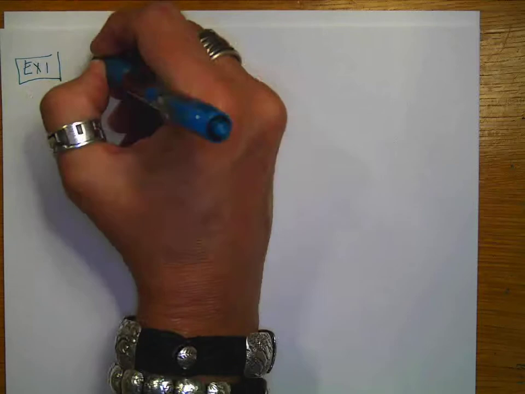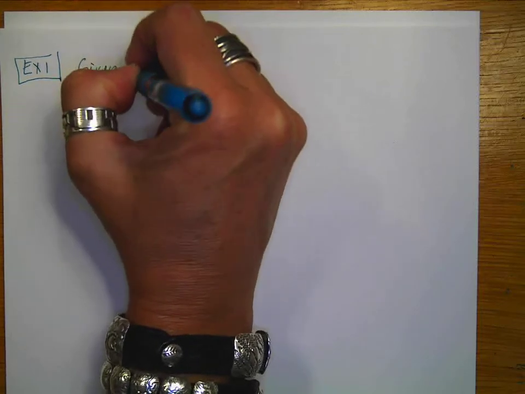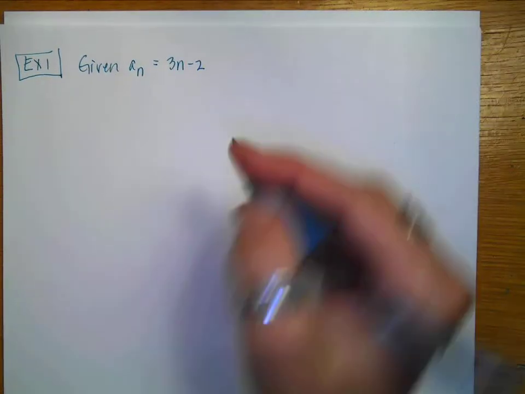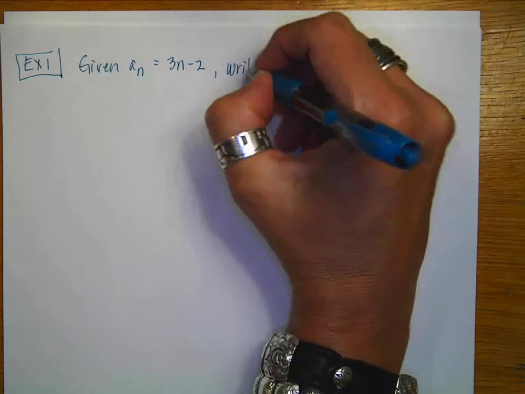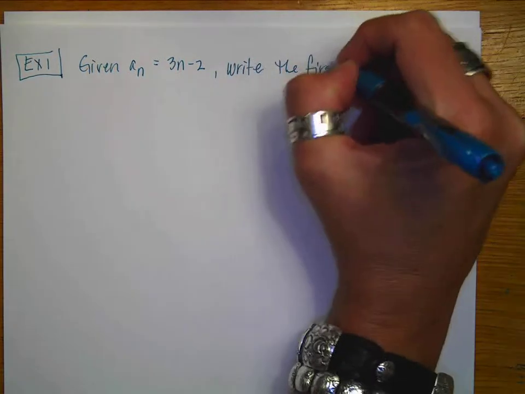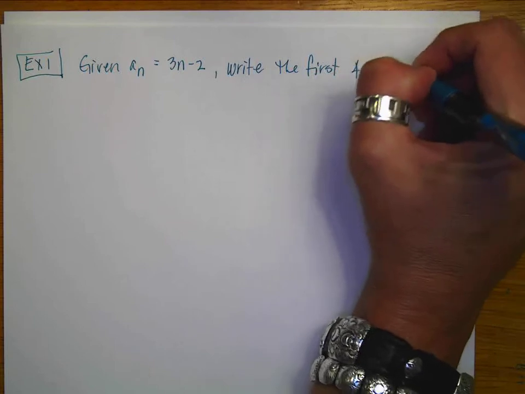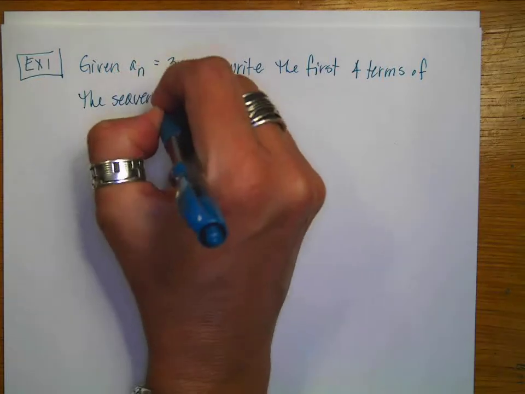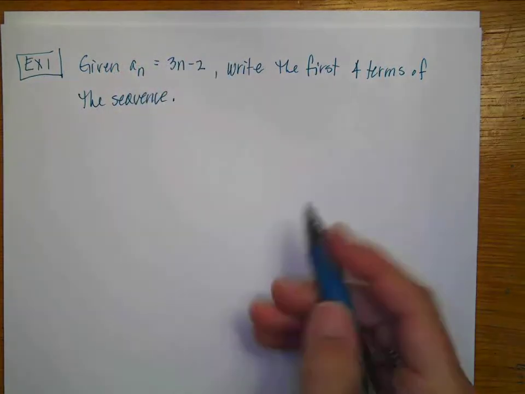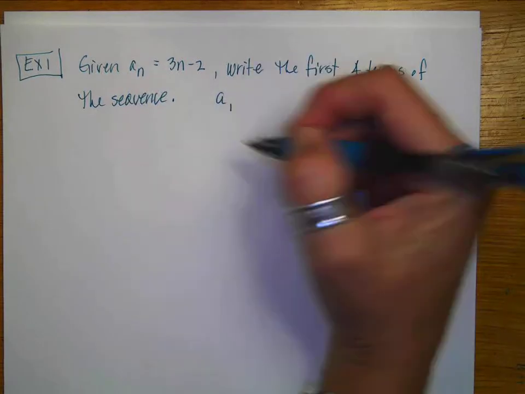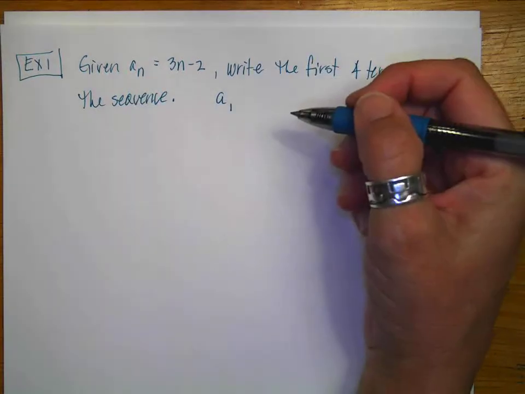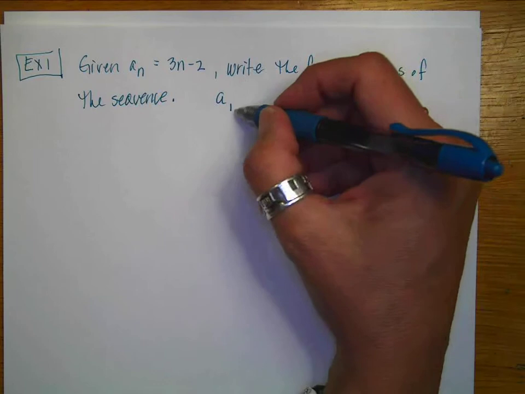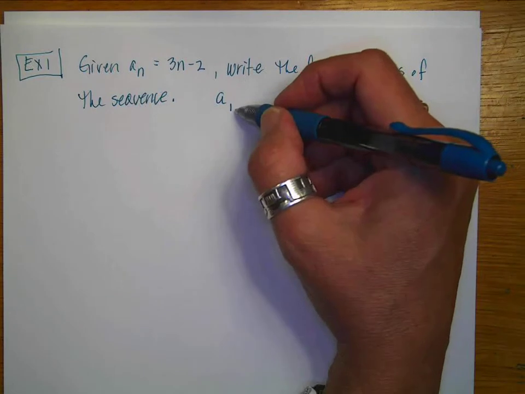All right, let's start in with our examples. For example 1, you're given that a sub n is equal to 3n minus 2. That is the rule that will generate the terms of the sequence, and I want to write the first 4 terms of the sequence. Unless you're told to start at a sub 0, we will start with a sub 1. A sub 0 is often used for an initial purchase or initial sum of money, but unless you're told otherwise, we're going to start at a sub 1.